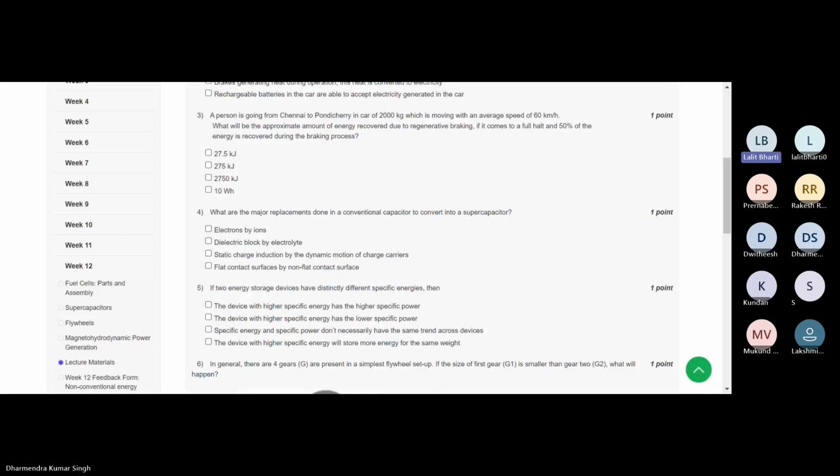If it is not matching, you can write this question in the chat box, and in the next class I will solve it. Is it okay? Yes, sir.